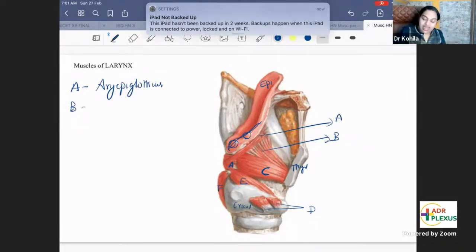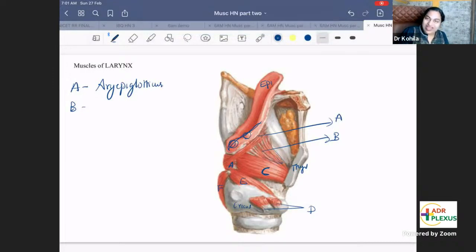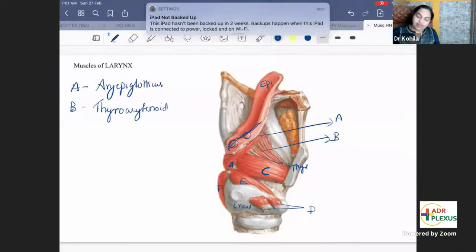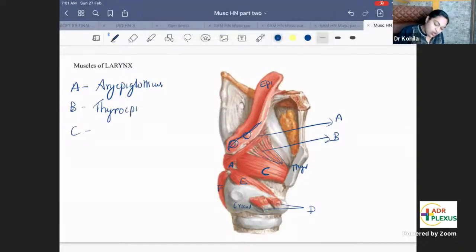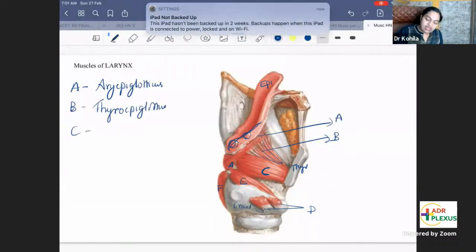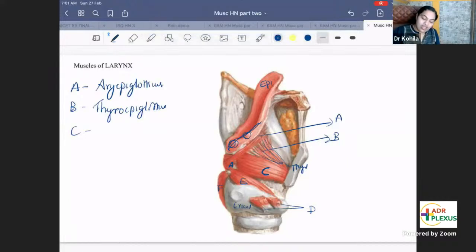See the direction of the fibers from the thyroid to the arytenoid. So it is thyroarytenoid. Is that fine? C. Where is C? I'm sorry guys. Yeah, thyroepiglotticus. I'm really sorry. Thyroepiglotticus, going from the thyroid towards the epiglottis. See the thyroarytenoid. This is the best picture where you'll see the entire bulk of the thyroarytenoid. In the imagery, it's not so clearly visible, okay? Thyroarytenoid. C.